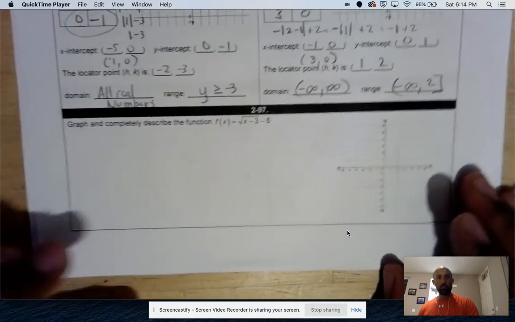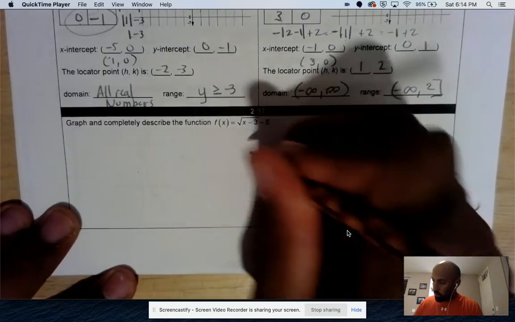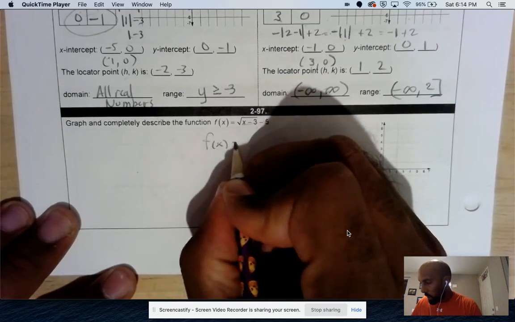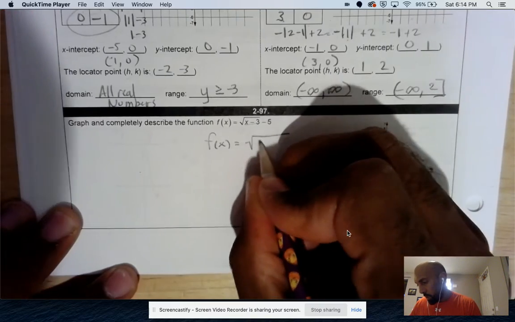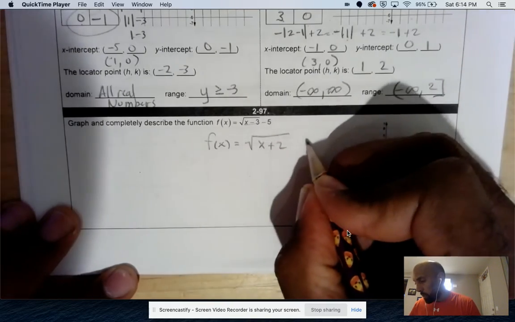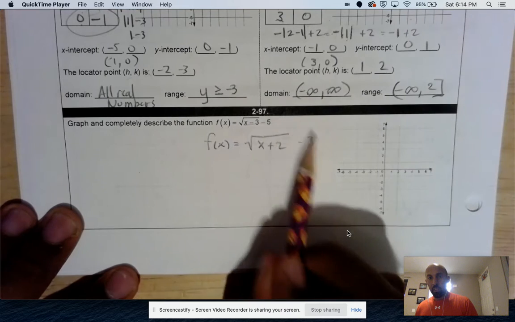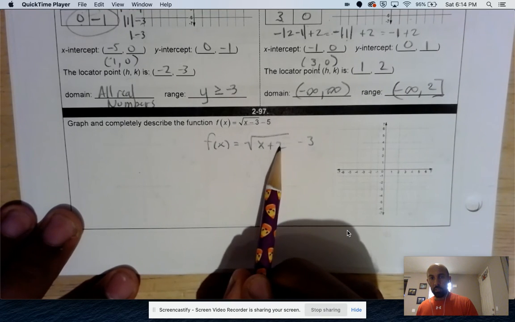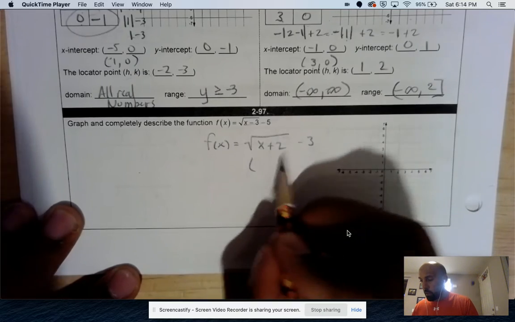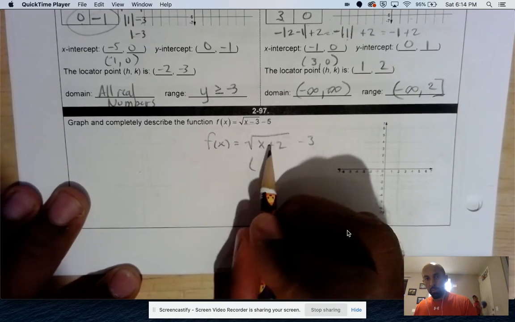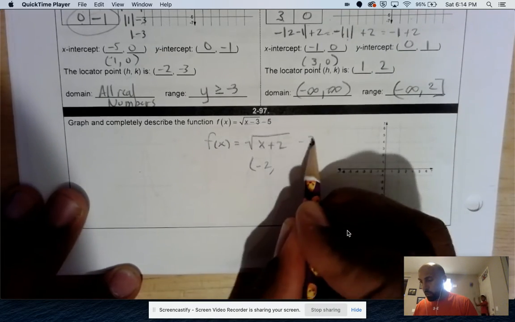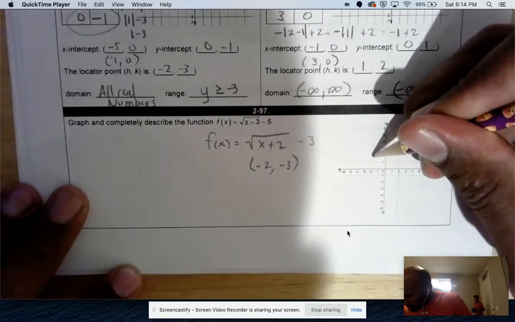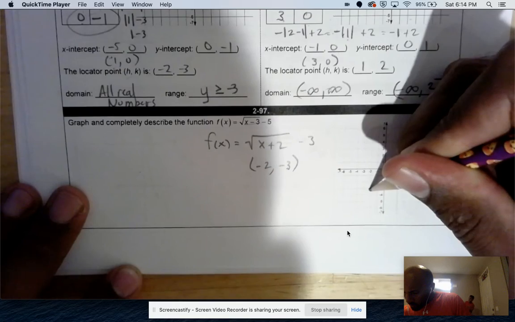Okay, then the last one, we're going to use the function, instead of square root of x minus 3 minus 5, we're going to use f of x equals square root of x plus 2 and minus 3. Okay, so this function, you can also find the locator point just by looking at it. So if that's x plus 2, that means that the starting point or locator point for this one is going to be negative 2, and then negative 3. So that's where it starts at. So negative 2 and minus 3.